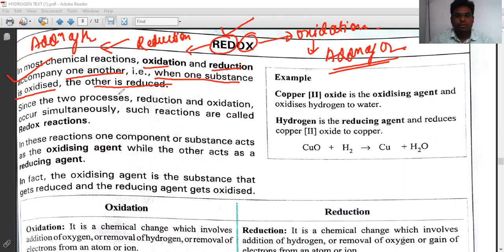So a reaction in which both happen together, where if one is oxidized then the other is reduced, that is called a redox reaction. You can see an example here. This is the redox reaction example. From copper oxide, oxygen is removed, right? And oxygen is attached to the hydrogen gas. So this is the example of a redox reaction.